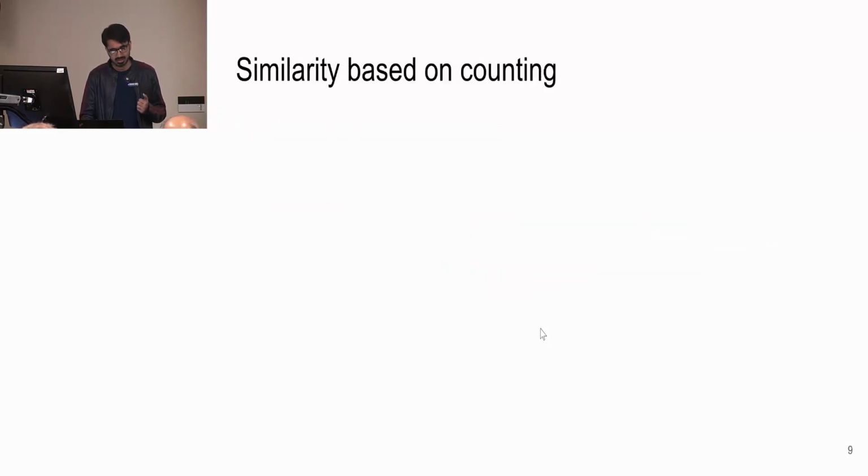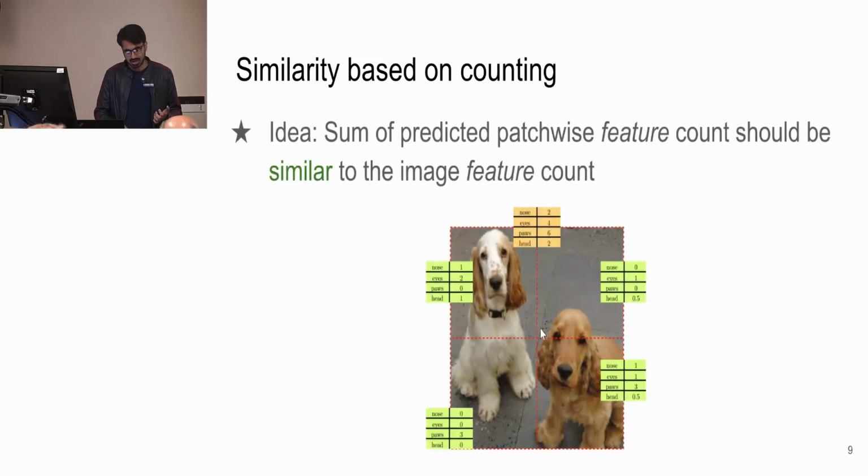Now the idea of this paper is that this similarity can be based on counting. Suppose that we have an image and somehow we can count the number of features in that image. It shouldn't really matter if I count the number of features in the image, or I divide the image into patches and count the features in those patches and sum them up. So the feature count should be equal in both cases.